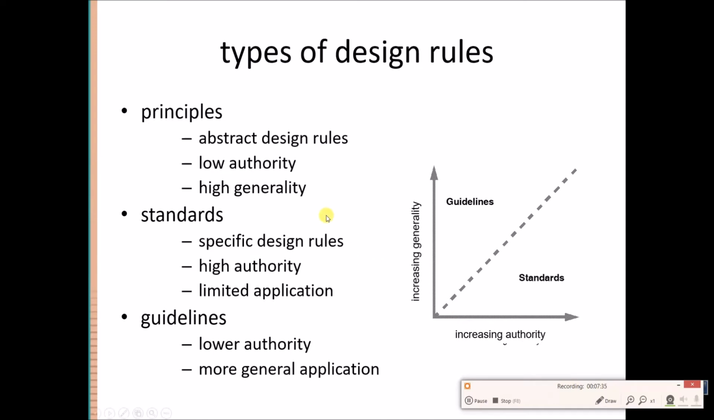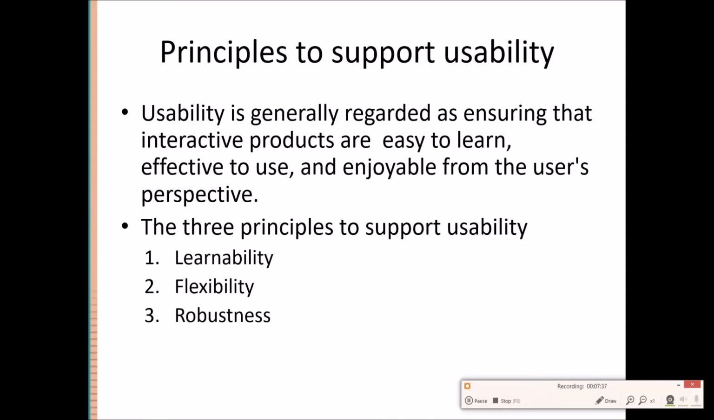Okay, now we are going to discuss the principles to support usability, and I say that this is going to be the important and major part of this lecture. Usability is generally regarded as ensuring that interactive products are easy to learn. I told you before that when we use the word usability, we mean that we are designing a product which is easy to learn, so that if the user is learning the system, they should not find it difficult, and the product should be easy, effective to use, and enjoyable from the user perspective. So these are the general definitions for usability.